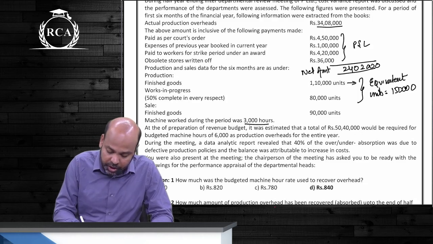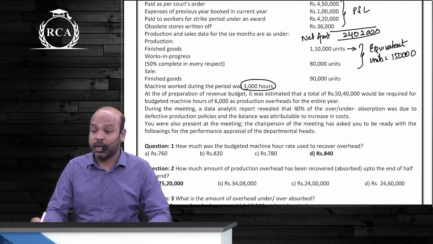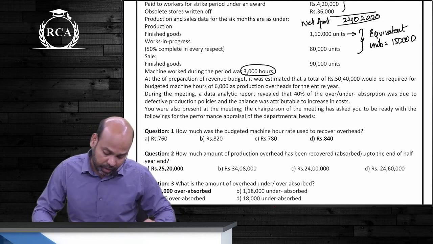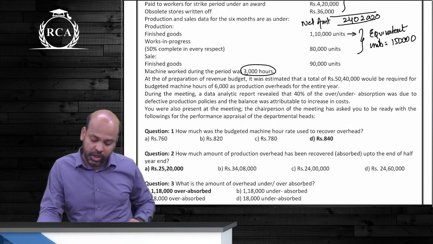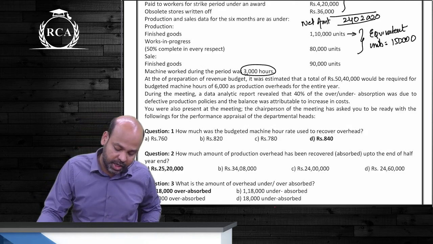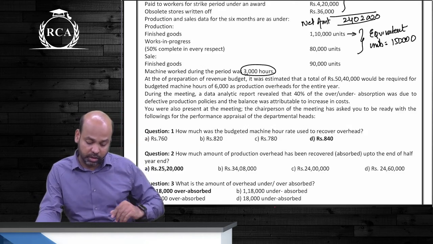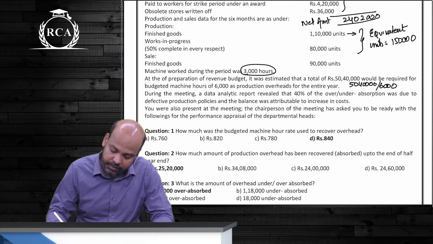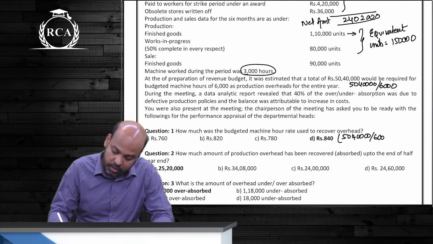Machine hours worked during the period are? Absorption of overheads will be based on these 3,000 hours. At the preparation of revenue budget, it was estimated that a total of 50 lakhs 40,000 would be required for budgeted machine hours of 6,000 for the entire year. Can someone tell me what is the recovery rate? 50 lakh 40,000 divided by 6,000 hours. That is the answer to the first bit. Understood?